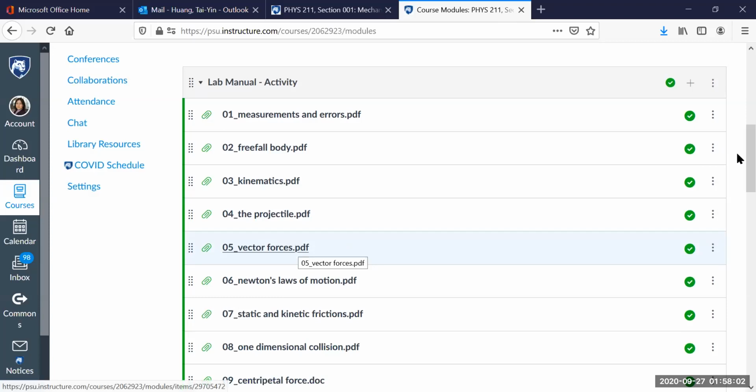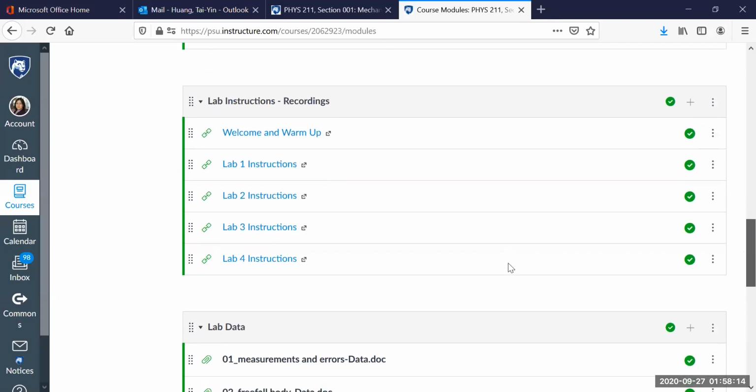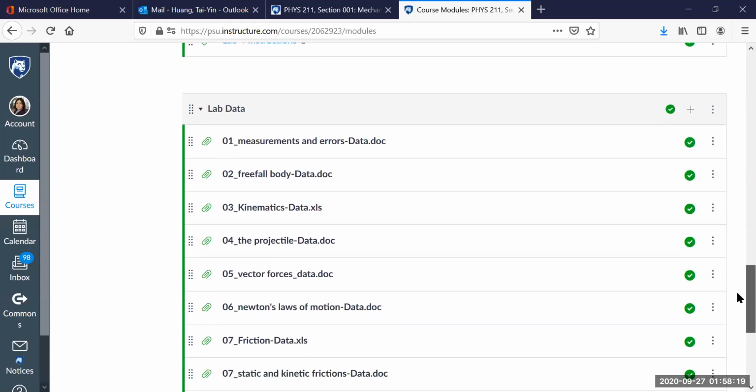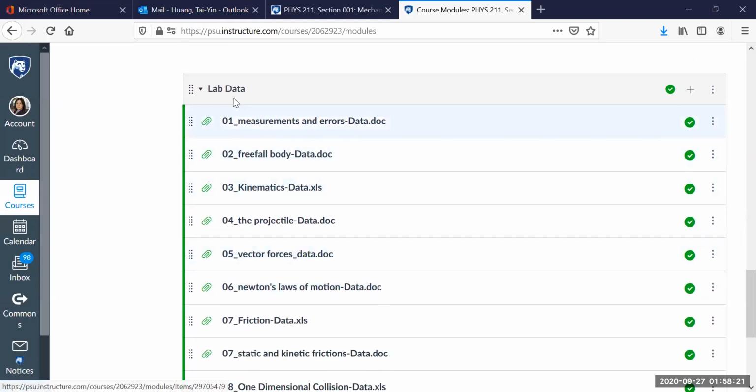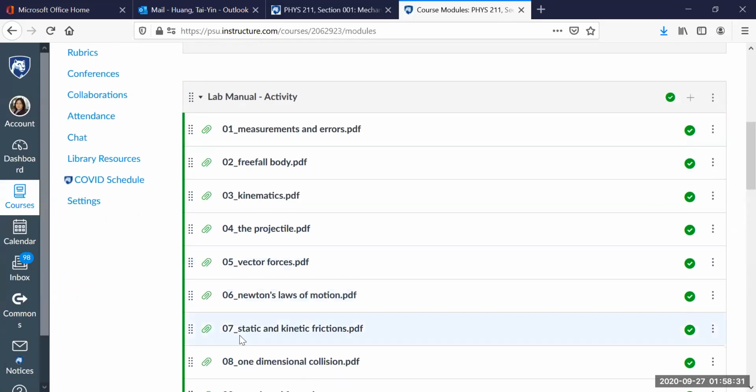So you log on to Canvas, click on modules and click on this PDF file, and then the recording will be uploaded to this location. The instructions and data, you can download the data from under the subfolder lab 5 vector forces. Okay, so after you click on the vector forces PDF file, this is what you're going to see.